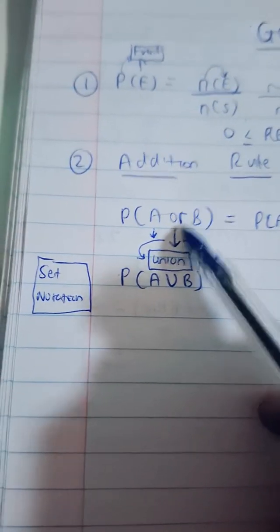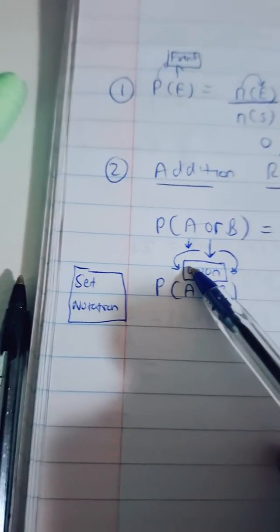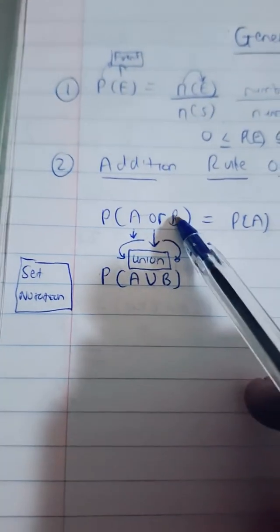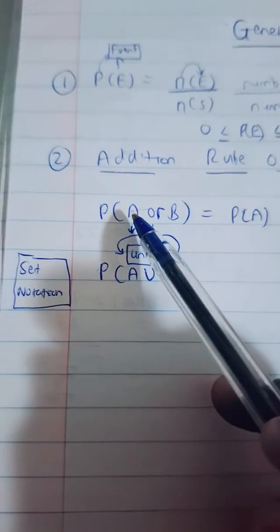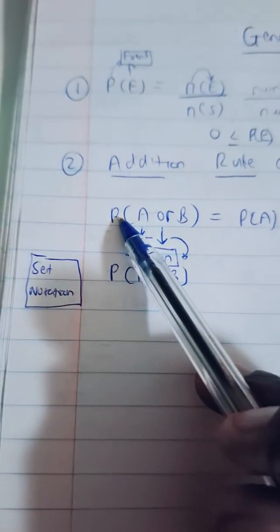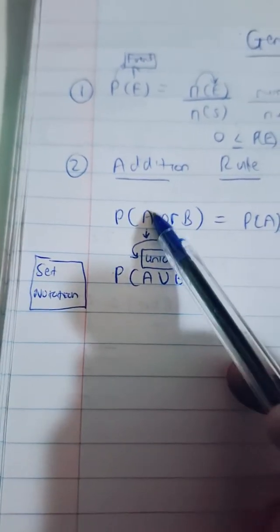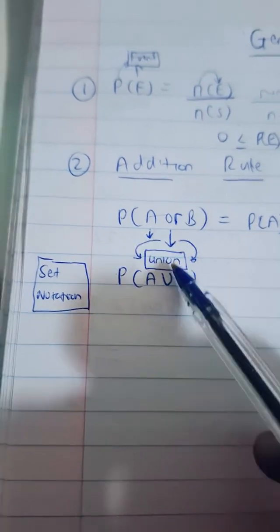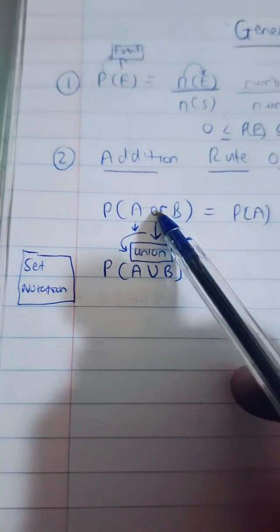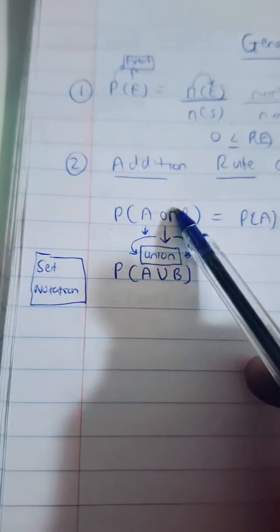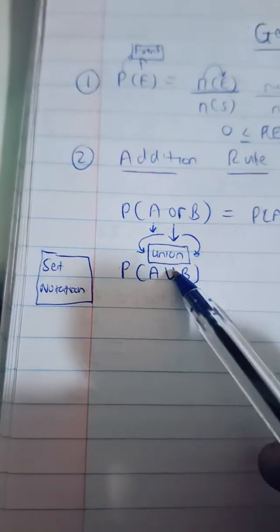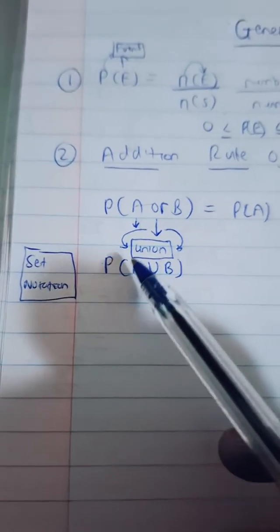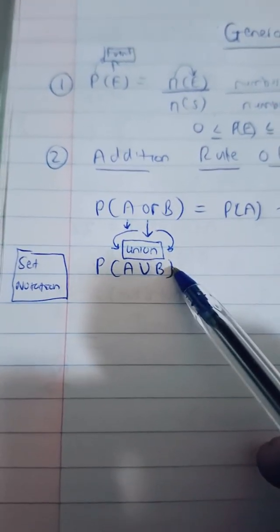So instead of saying or, we can just use this symbol, which is the U for the union. This symbol stands for or. Whenever you see P, that means probability. A means an event, B is another different event from A, and or simply means the union. We can write or in set notation as this symbol, U. So this also means A or B, or in other words, A union B.